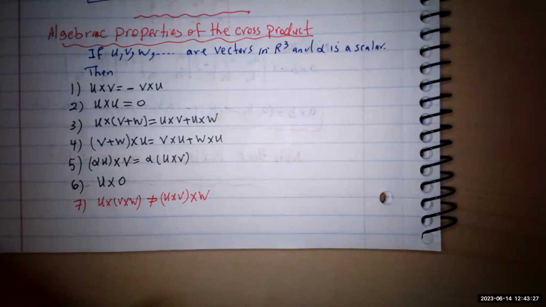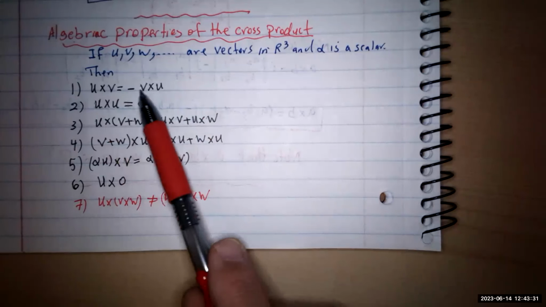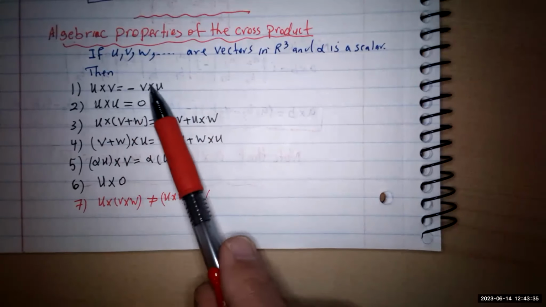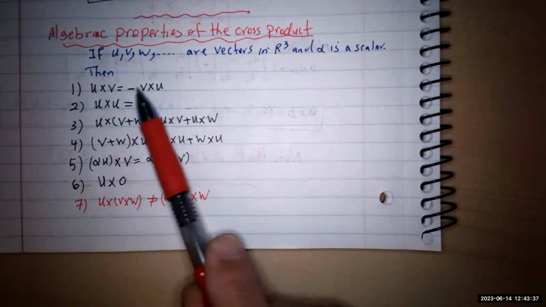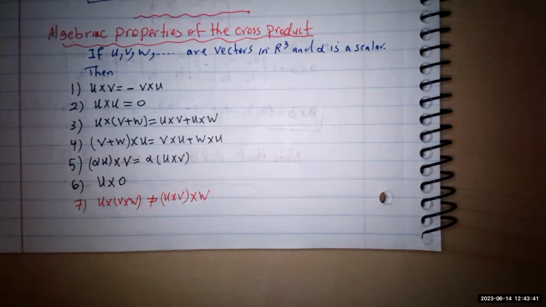Okay, so it's behaved nicely. The only difficulty is the first one. The dot product is commutative, but this one is not. So be careful about this part, and the associative property is not going to be satisfied. Any question?